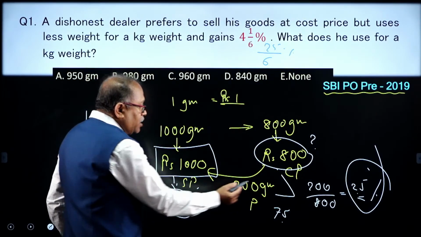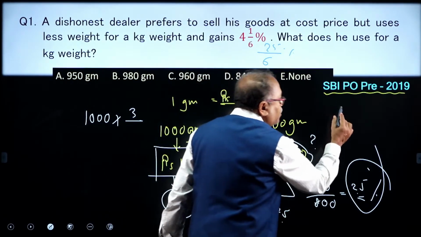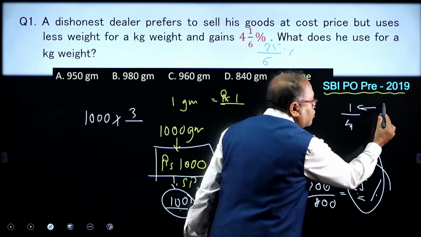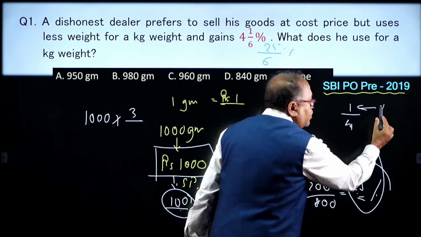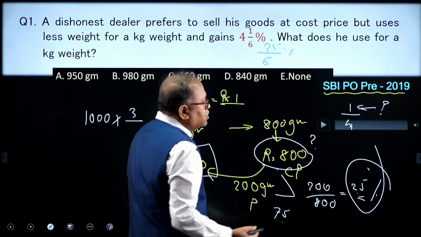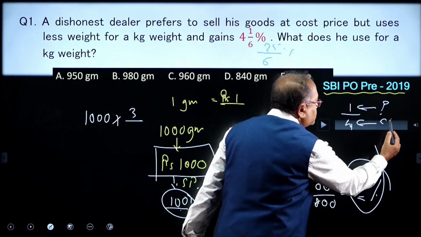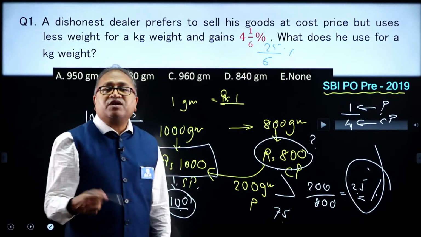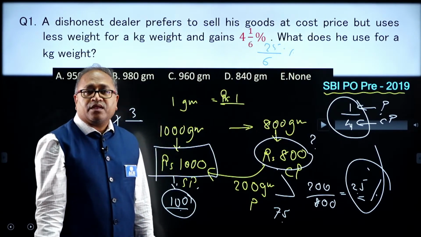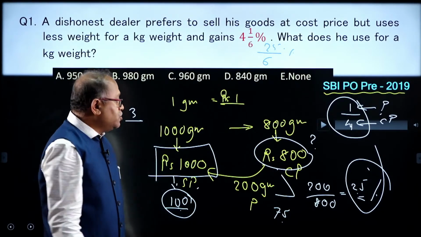Here I know that there is a profit of 1 by 4, where this 1 is the profit and this 4 is the cost price. Then what is the selling price? The selling price will be total 1 plus 4, which is 5. So, 5 is your selling price.